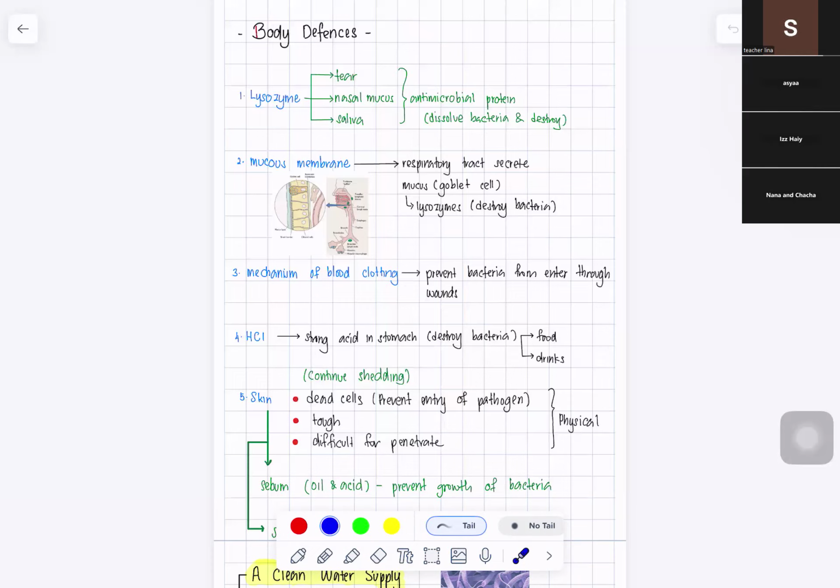Okay, Chacha. Can you explain to me what is the function of the goblet cell? It secretes mucus. Okay. What is the function of mucus? To reduce friction. Yeah, all right. To trap the microorganisms, to trap the pathogen and destroy the bacteria. Good.